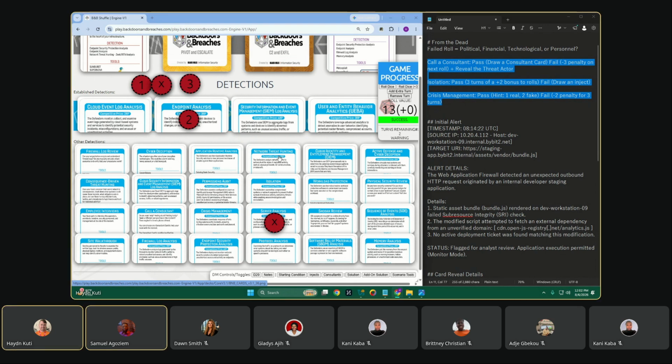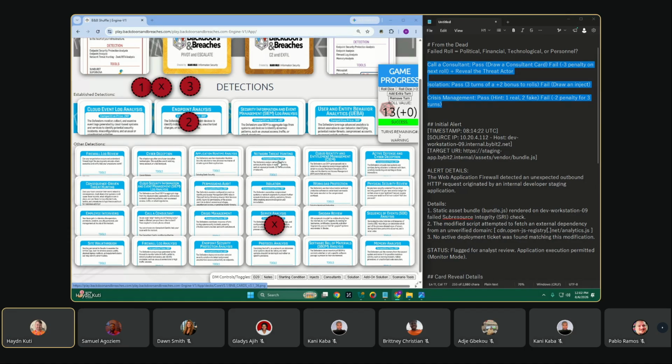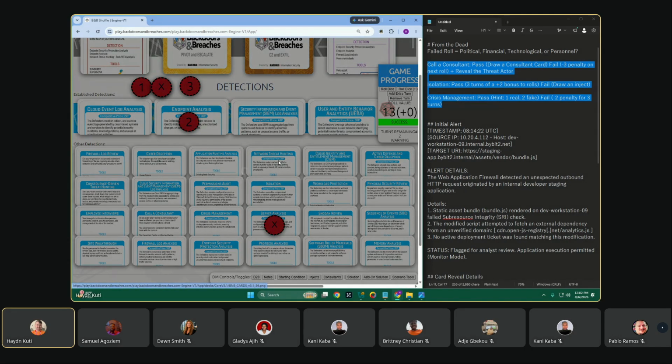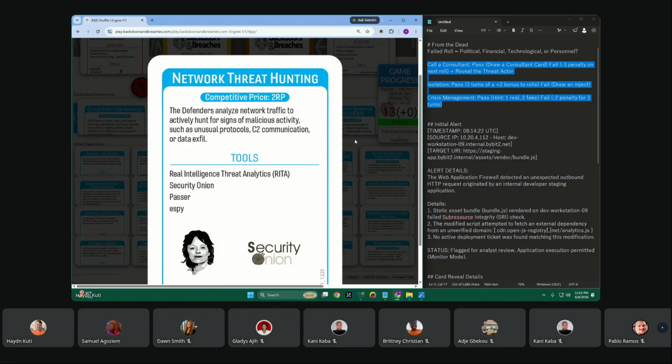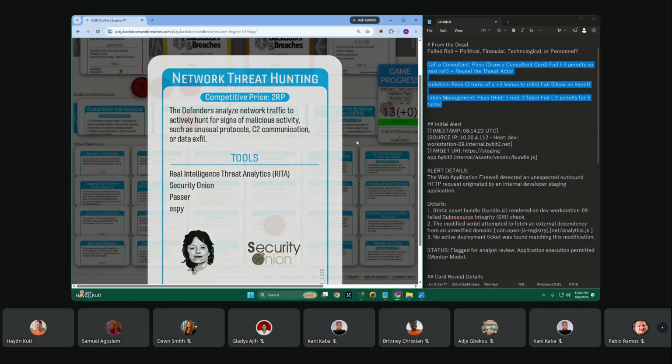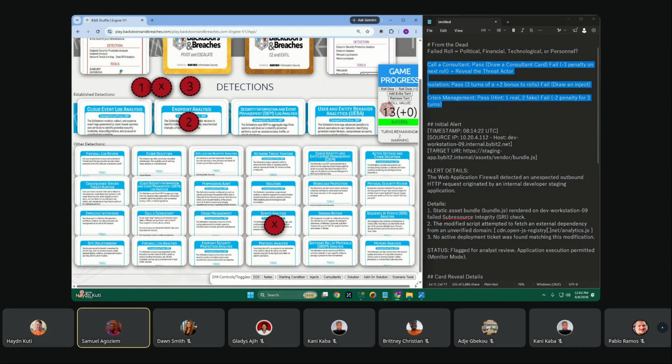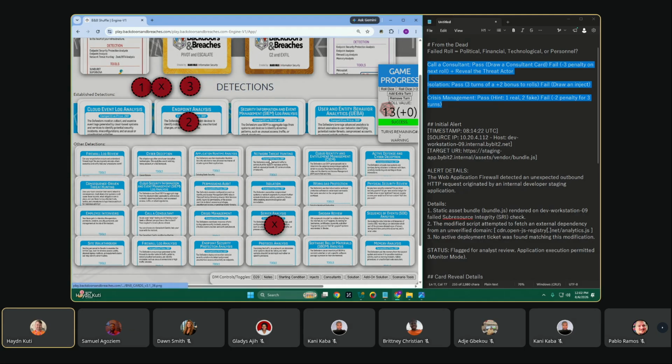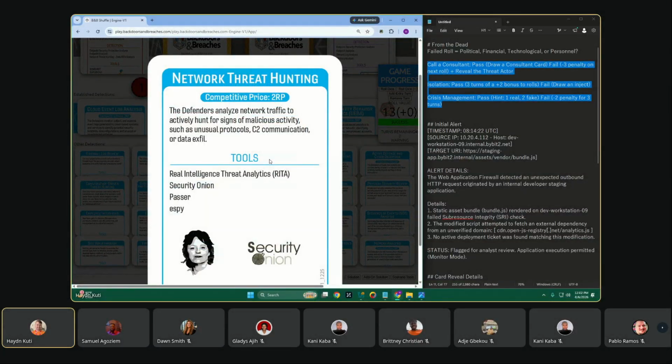The first thing that comes to mind in terms of network is network threat hunting. But that's not necessarily about configurations. That one's unusual protocols, C2 communication, or data exfil. Okay, so there is no network segmentation there. No, but there is a hint in this that could help.